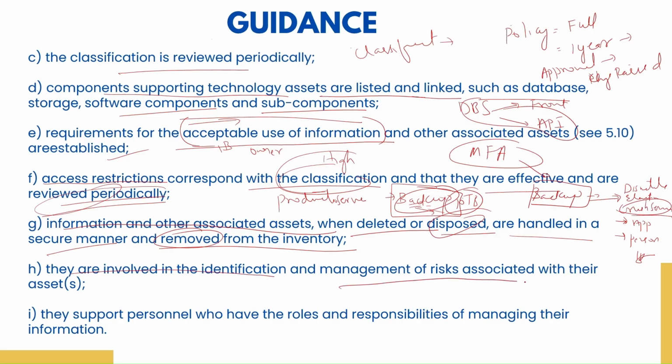Then the owner should be involved in the identification and management of risk associated with the assets. If you identify that there is a risk in that asset, then it is your responsibility to identify the risk, mitigate the risk, or manage the risk. For example, on our database server, we identified a very critical vulnerability. Then it is your responsibility to make sure that the server is going through regular patches so that you mitigate the risk.